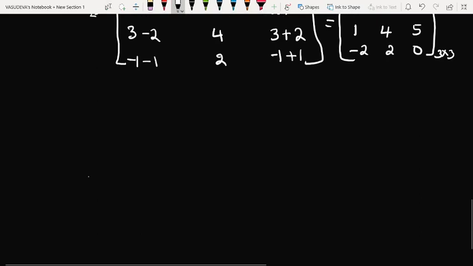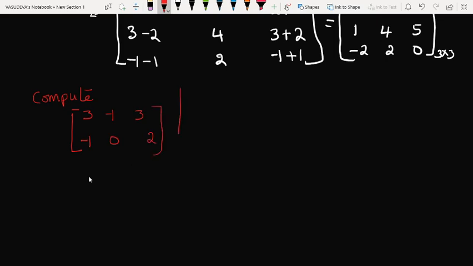So another example, compute this one: the matrix 3, minus 1, 3, and minus 1, 0, 2, times the matrix 2, minus 3, 1, 0, 3, 1.